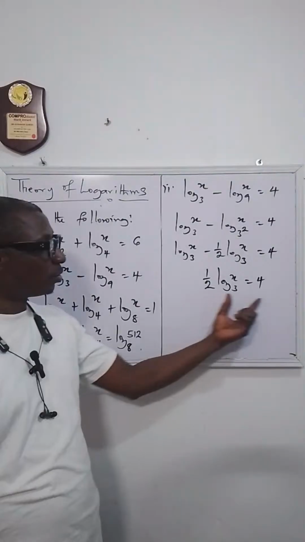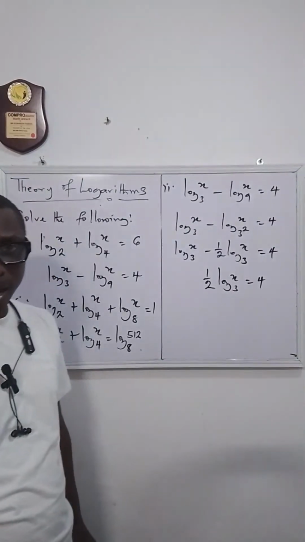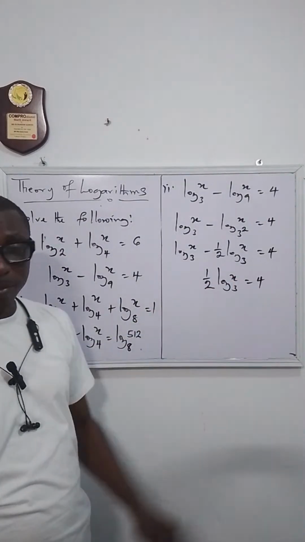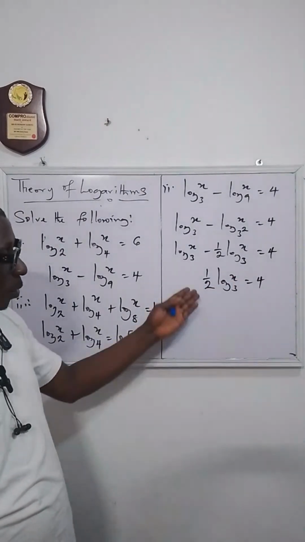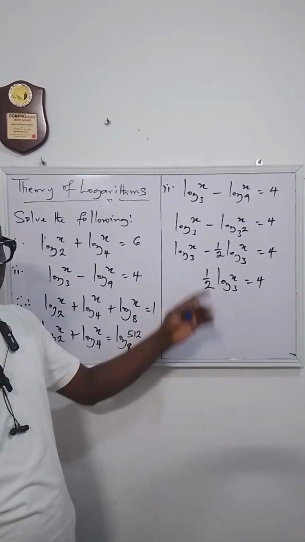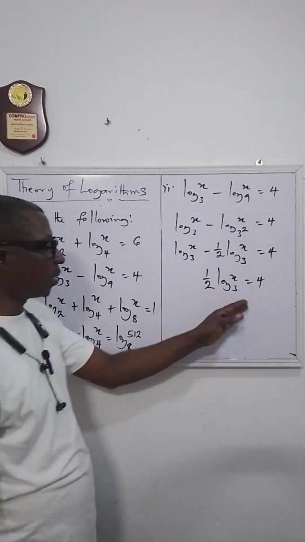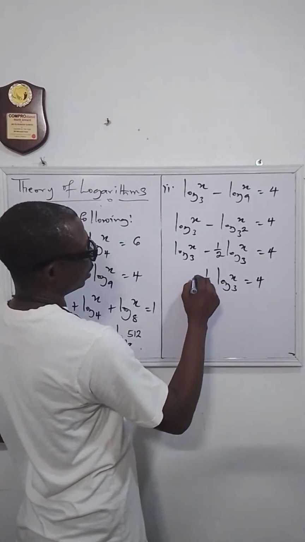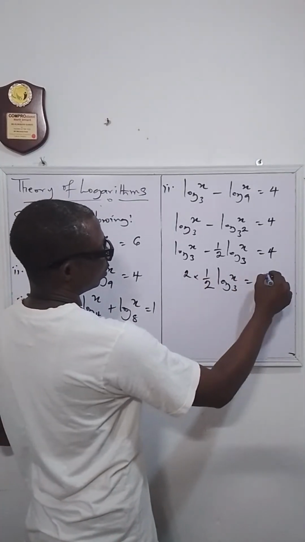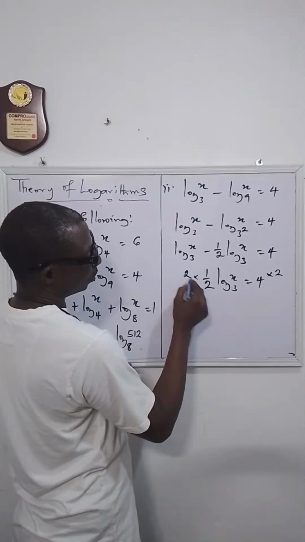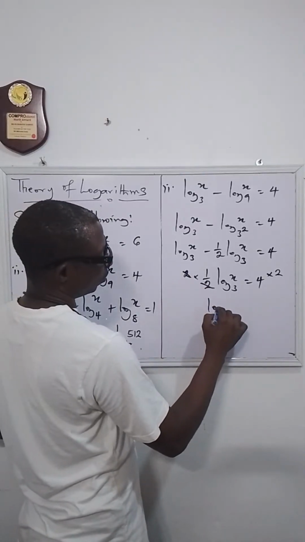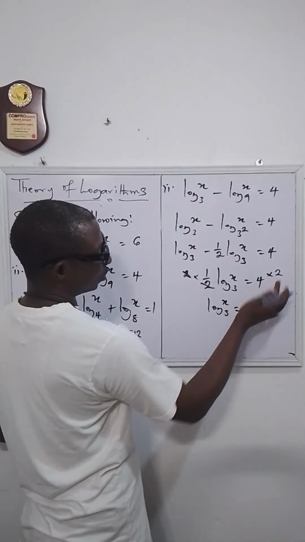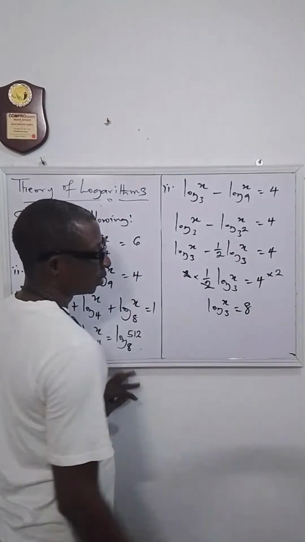So now the next thing is to divide both sides by half. Or better still, let's say we multiply both sides by 2. So all we just need to do is to clear this coefficient here. So let's multiply both sides by 2. So this times 2 and this times 2. So these 2 cancel these 2 here. So I have log of x base 3 equals 4 times 2. That gives you 8.